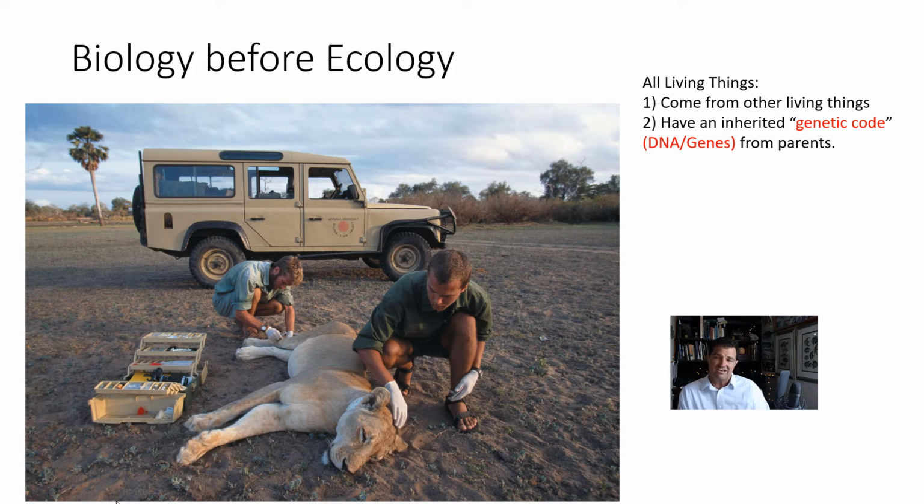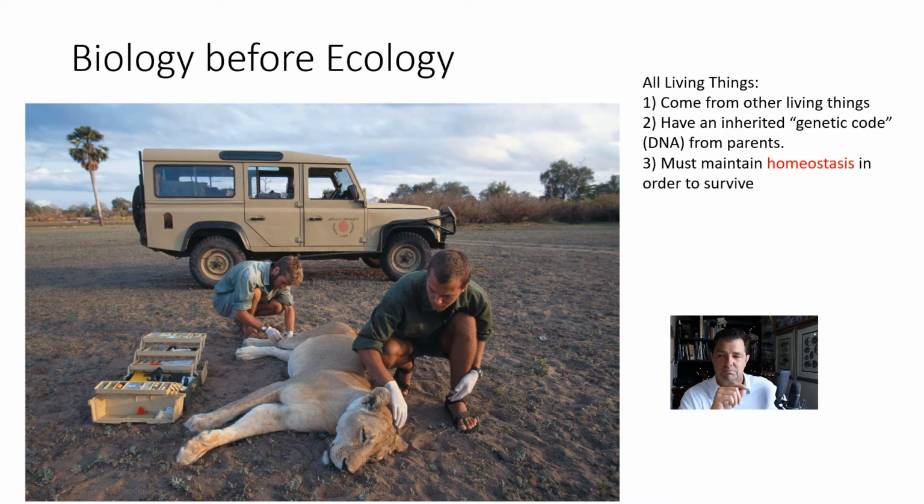All living things have an inherited genetic code. You can think of this like DNA or genes or chromosomes, meaning there's information that is passed from parent to offspring. All living things must maintain homeostasis in order to survive.